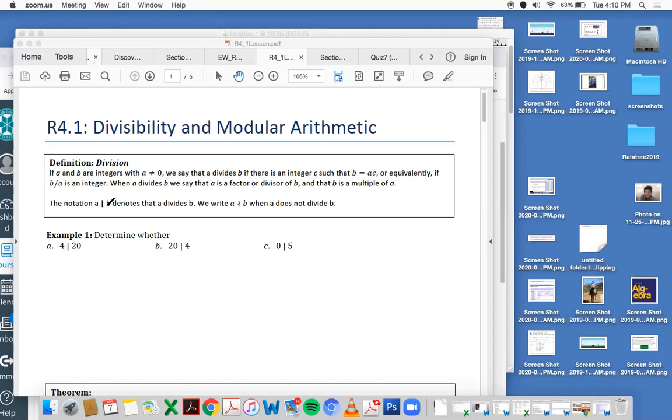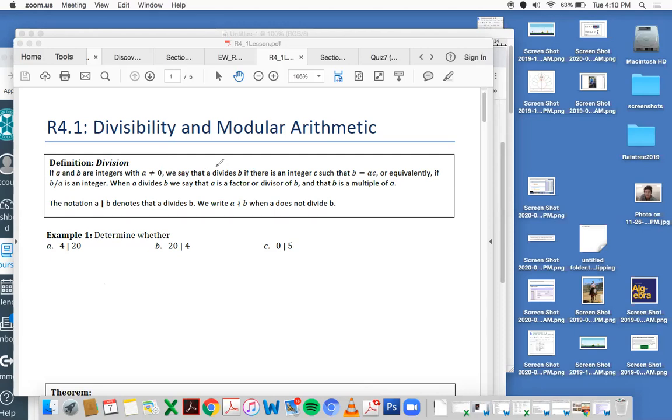Okay, so we're going to look at some arithmetic, particularly divisibility of numbers and modular arithmetic. That's our starting point. So we define division. a and b are integers. We say a is not 0 because we want to divide by a.